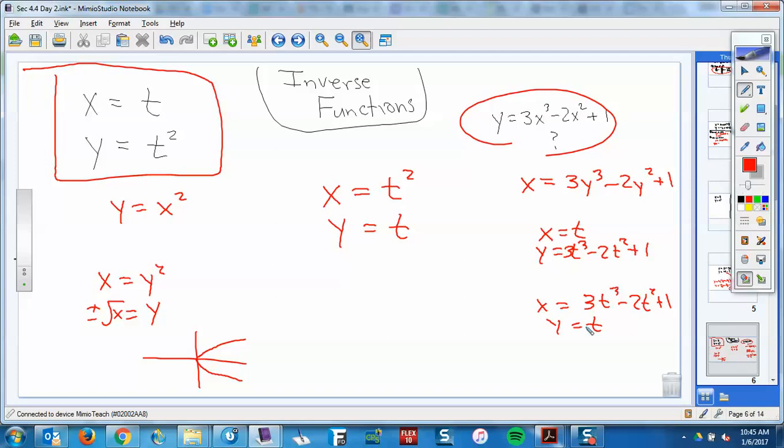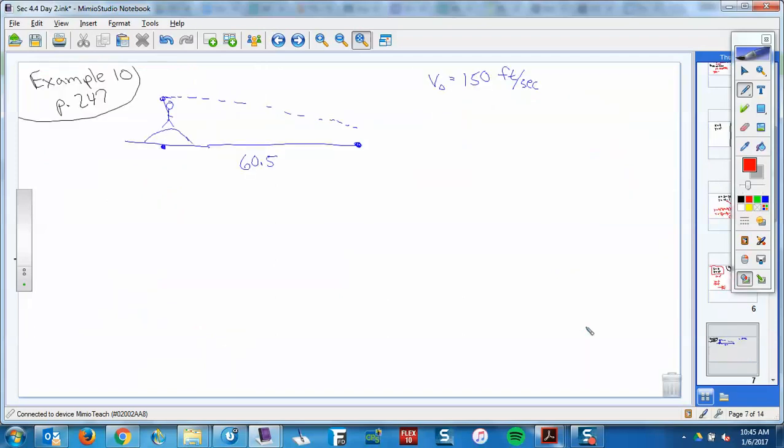So, all right. Last thing. On page 247, example 10. Now, on your homework, the last like 3 questions all refer to this problem. So I want to go through it with you, get it started with you.